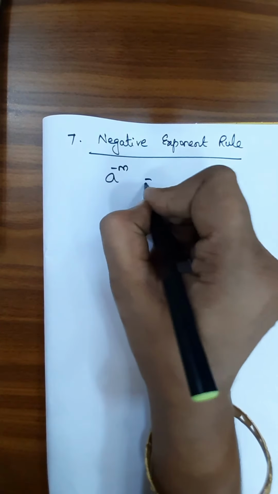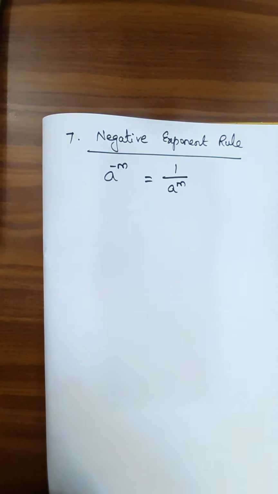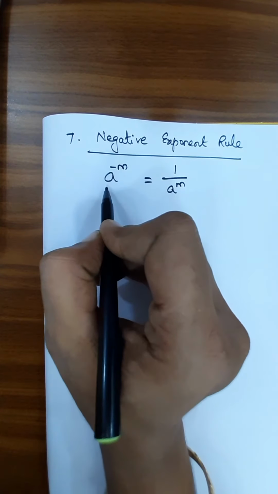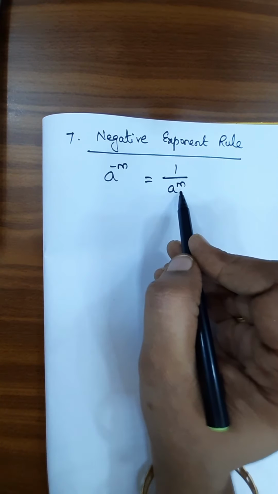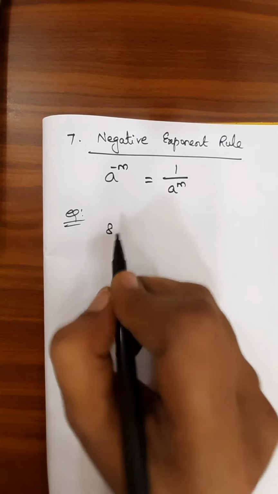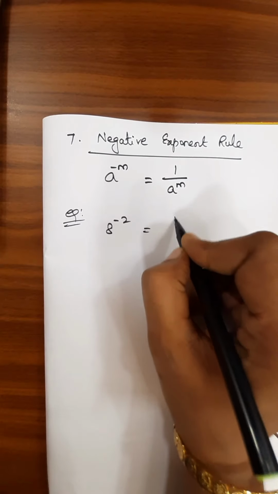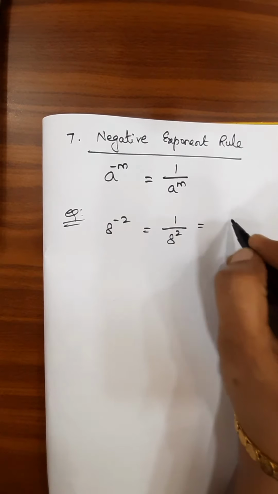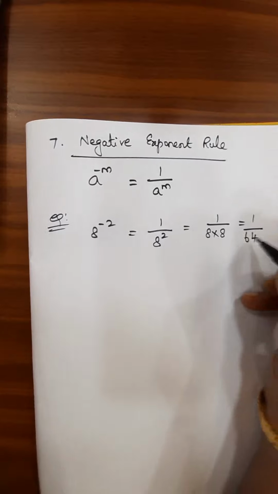So how can we write this? 1 by a to the power of m. Simply take the reciprocal of the number, that is 1 by a, and the power will become positive. As soon as you take the reciprocal of the number, the power will become positive. Let's see one example. a to the power of minus 2 can be written as 1 by 8 to the power of 2, that is 8 squared, which is equal to 1 by 8 multiplied by 8, which is equal to 1 by 64.